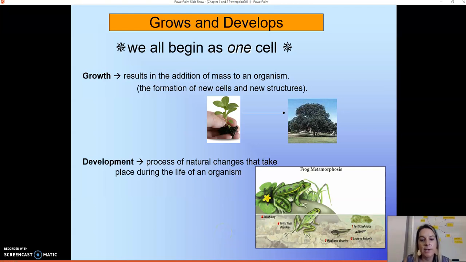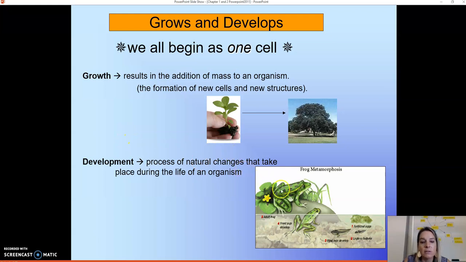Okay, so we're back to characteristics of life, second video here, which I'm going to finish out the 6 remaining characteristics of life. So grows and develops all goes together. Growth is the addition of mass to an organism. When you form new cells, new structures, like a little sapling growing into a tree, they look nothing alike because they went through a development process. When you add mass, you grow.